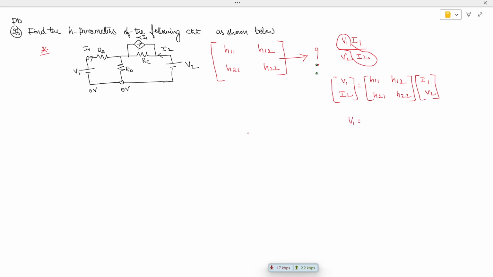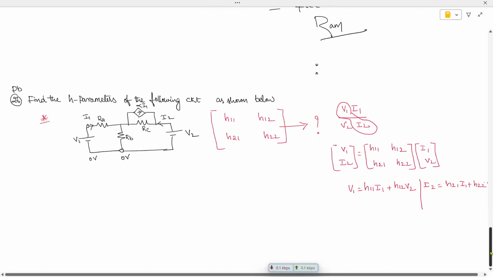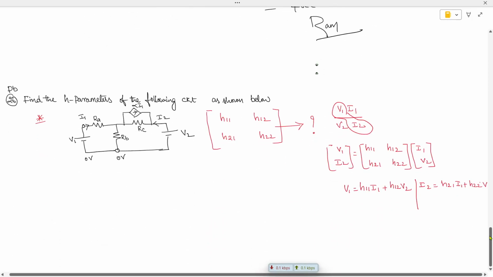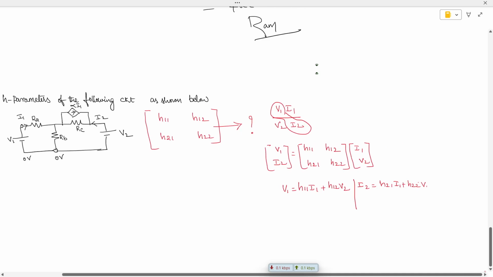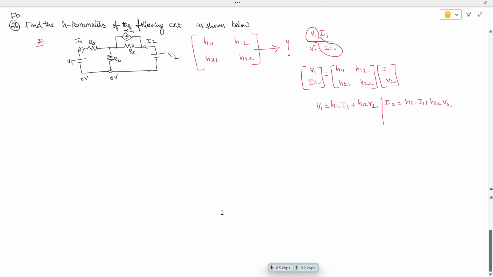So V1 is equal to H11 I1 plus H12 V2, and I2 is equal to H21 I1 plus H22 V2. So these are the standard equations we have in our hand. We need to find these four values.